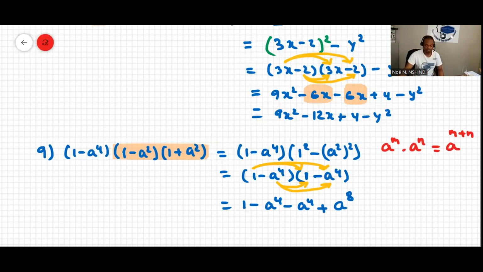And then we can combine like terms because we have a to the power 4 and a to the power 4 there. This is not a to the power of 8. No, this is rather negative 2a to the power of 4, because it's not a product and there's no such rule in this case. So it's going to be plus a to the power of 8. So that's the final answer. Thank you.